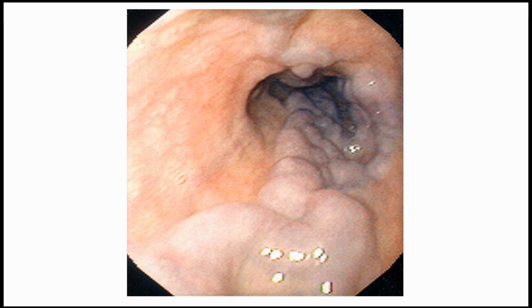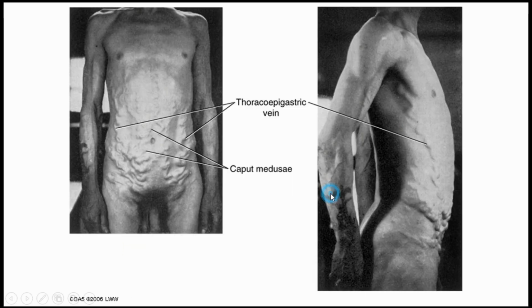These are medically very concerning because they're thin-walled, they're in the esophagus, they're prone to rupture, and people can indeed exsanguinate or bleed out from their mouth if these veins rupture and all that blood starts coming out the mouth.